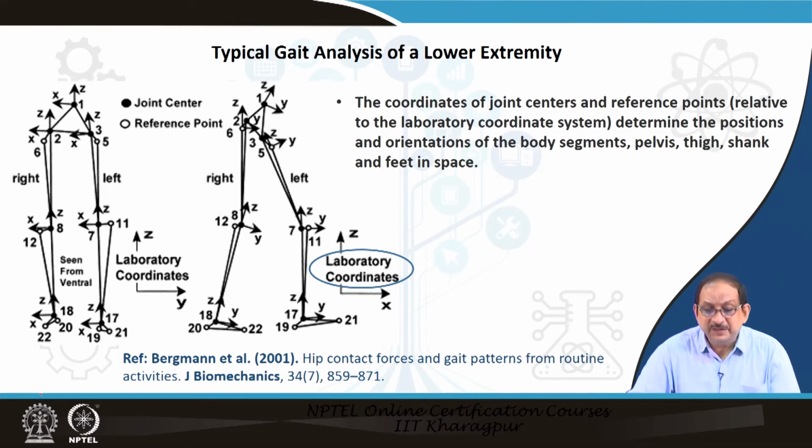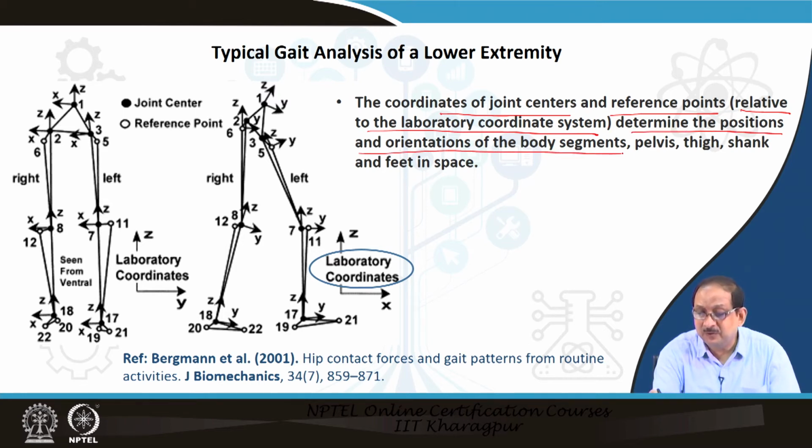We continue with the gait analysis system. The coordinates of the joint centers and the reference points or the calibration points relative to the laboratory coordinate system determine the positions and orientations of the body segments. So, we determine the positions and orientation of the body segment. It may be pelvis, it may be thigh, it may be shank and feet in the space.